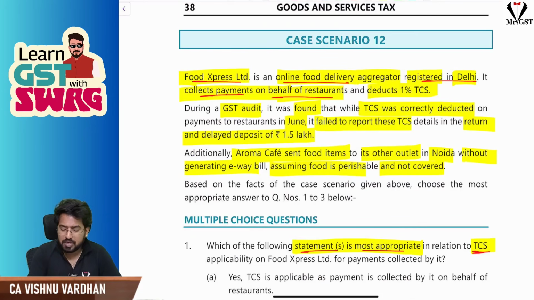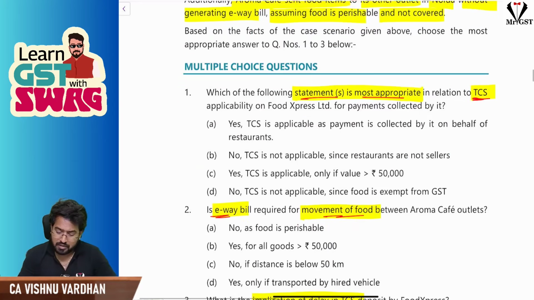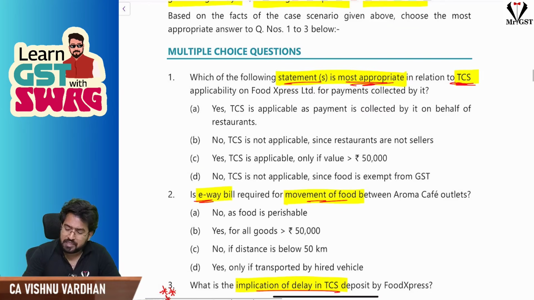collects payments on behalf of restaurants and deducts 1% TCS. Of course 0.5% TCS, no, that is a different story. Now they have asked the most appropriate statement for TCS. Here if you see, with respect to TCS applicability: yes, TCS is applicable as payment is collected by it on behalf of the restaurants. No, TCS is not applicable since this is not correct.